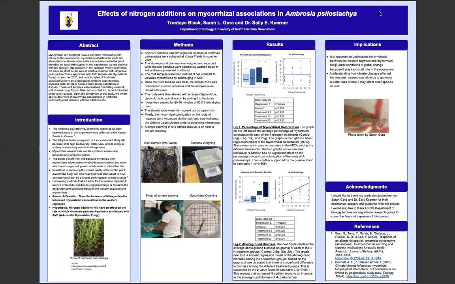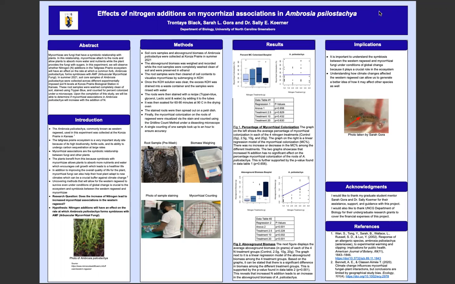Mycorrhizal associations are the symbiotic relationship between fungi and plants. Plants benefit from this because this symbiosis allows them to absorb more nutrients and water, which encourages cell growth and leads to a healthier life. In addition to improving the overall quality of life for the plant, mycorrhizal fungi can also help their hosts adapt to changing climates, which has the potential to be a crucial buffer against climate change.